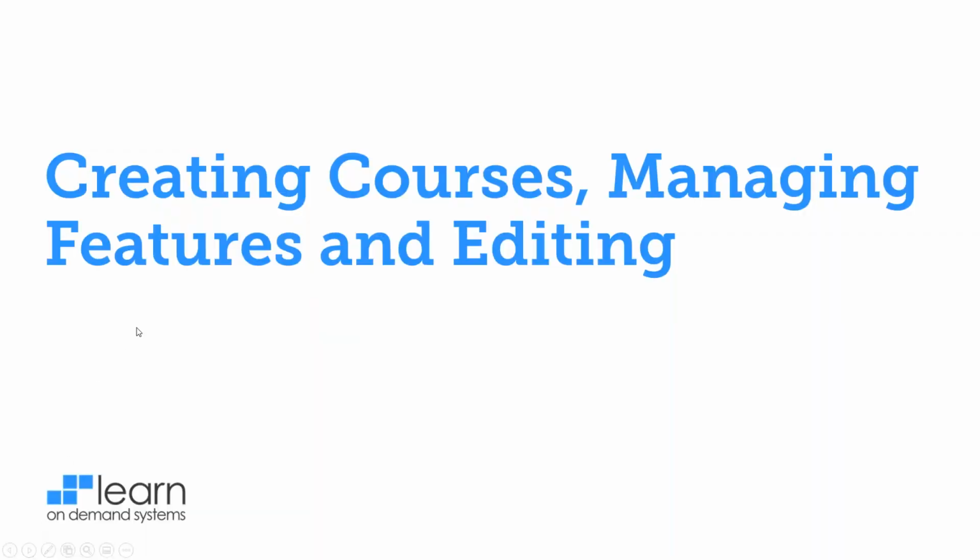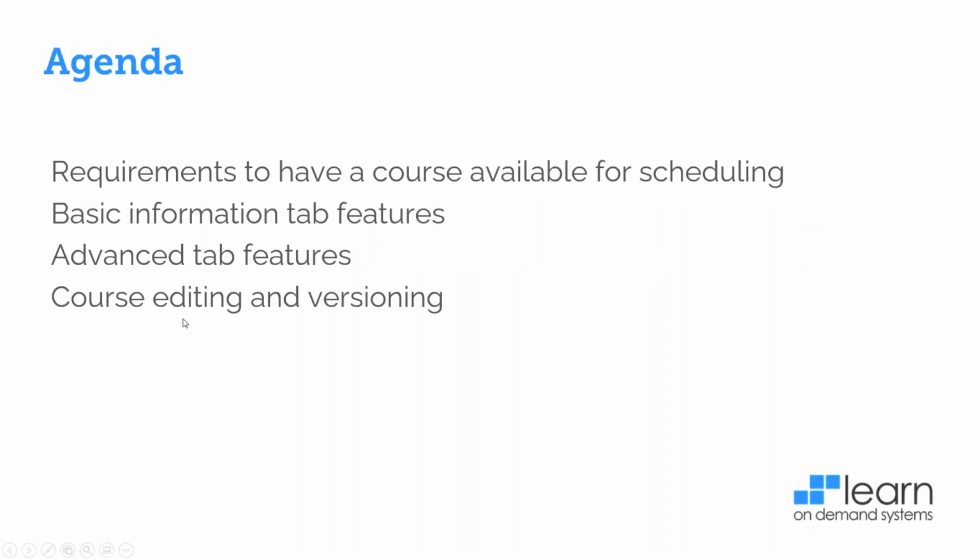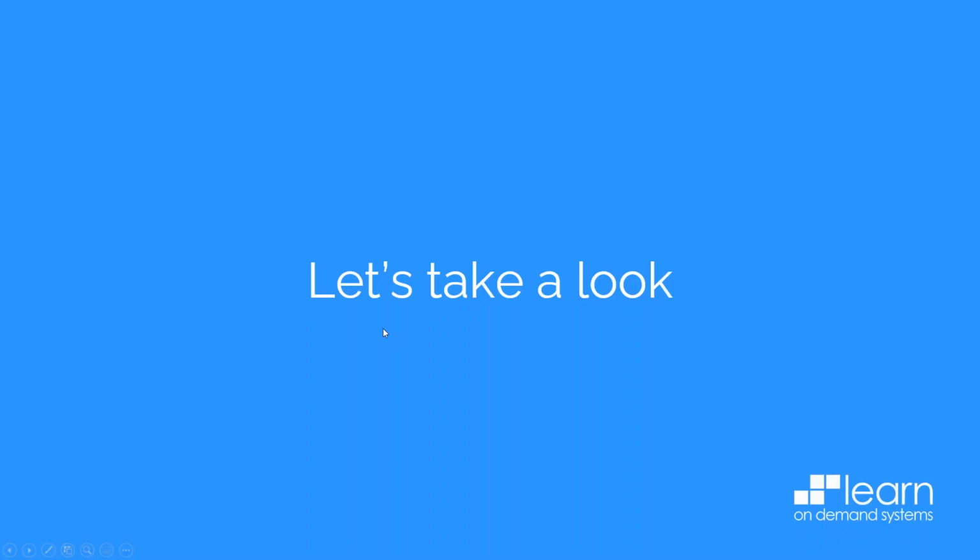We're going to be talking today about creating courses, managing features, and editing. So we'll be talking today about requirements that we need to have in place for a course to be available to schedule. Then some basic, what you need to basically create a course, and course editing and versioning. Then we'll talk about the basic information tab features and the advanced tab features and show you what those things look like. So let's go and take a look.